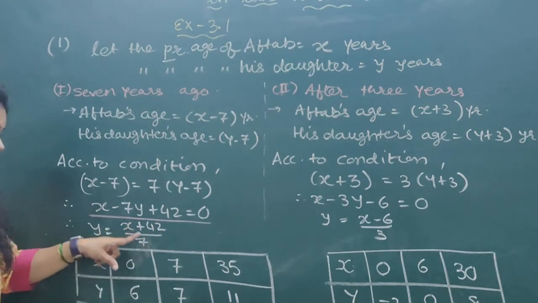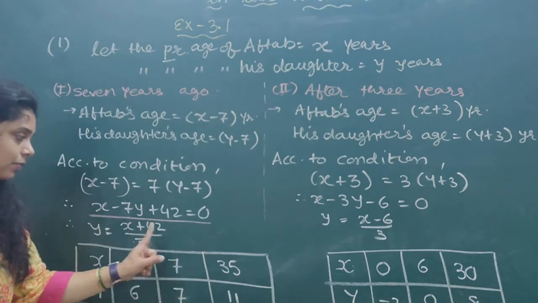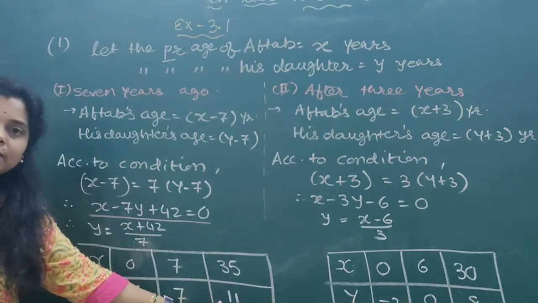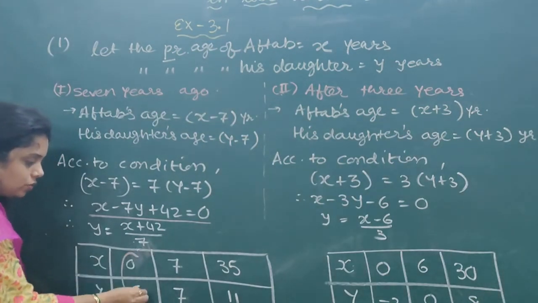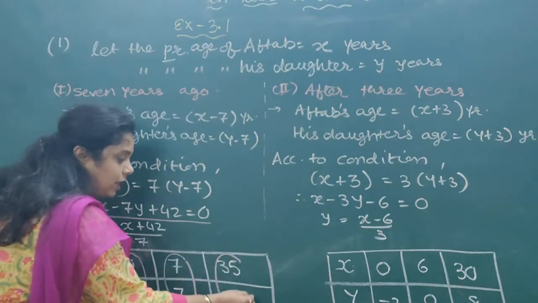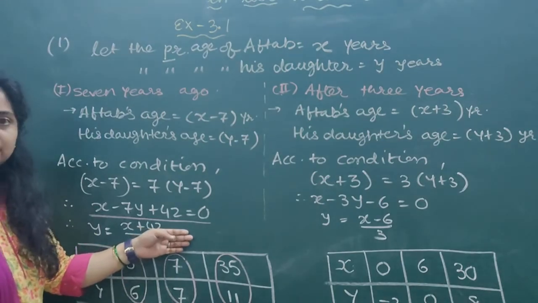So 42 plus 7 is 49. 49 by 7 is 7. Again 35 plus 42, and it is divisible by 7, so I will get here 11. So these are the points. So what are the points? 0, 6; 7, 7; 35, 11. Okay, so this is related to the first linear equation.